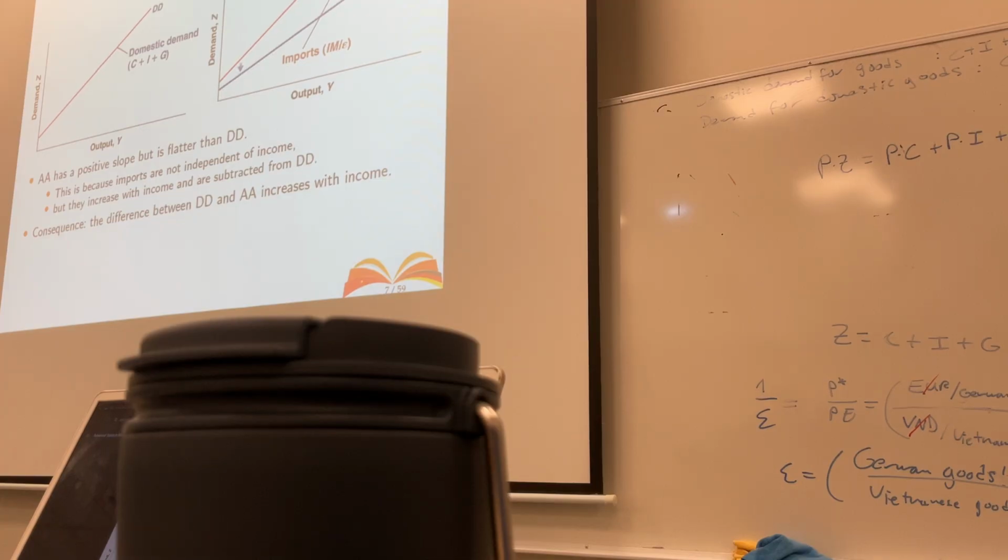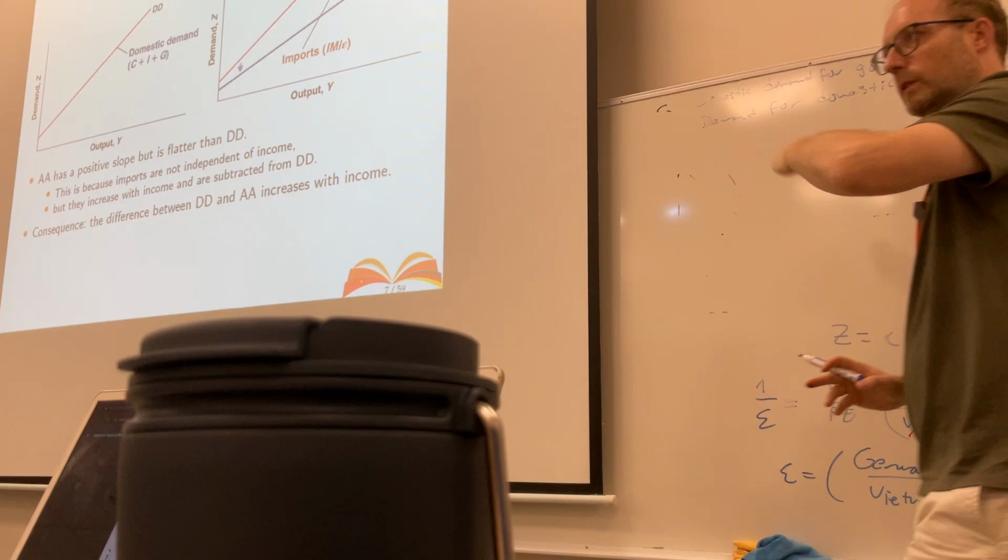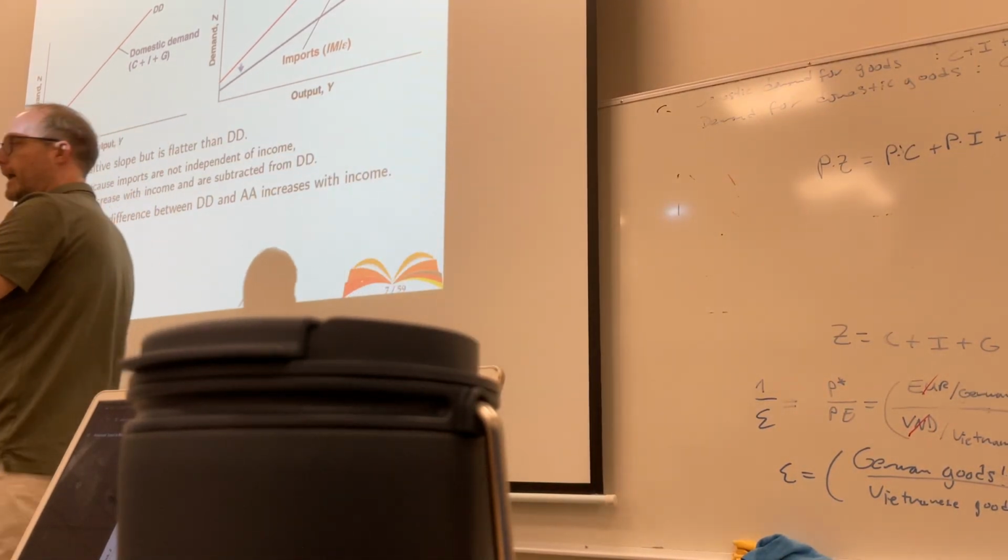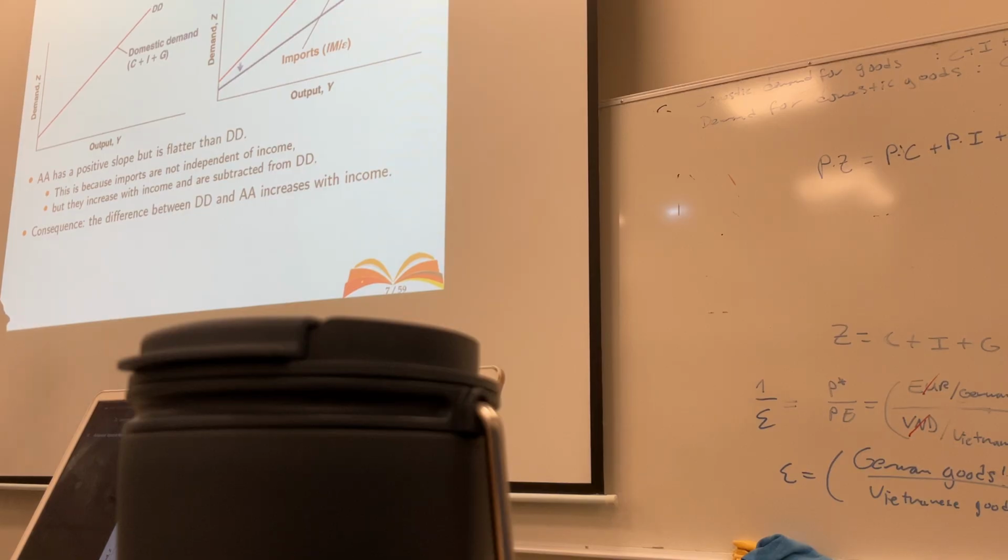And now the derivative of Z with respect to Y is equal to CY plus IY minus IMY divided by epsilon. Or it's the same derivative of domestic demand minus this term here. So we've lowered the slope, which is why it's flattened. The slope is lower. We have a flattened demand curve.